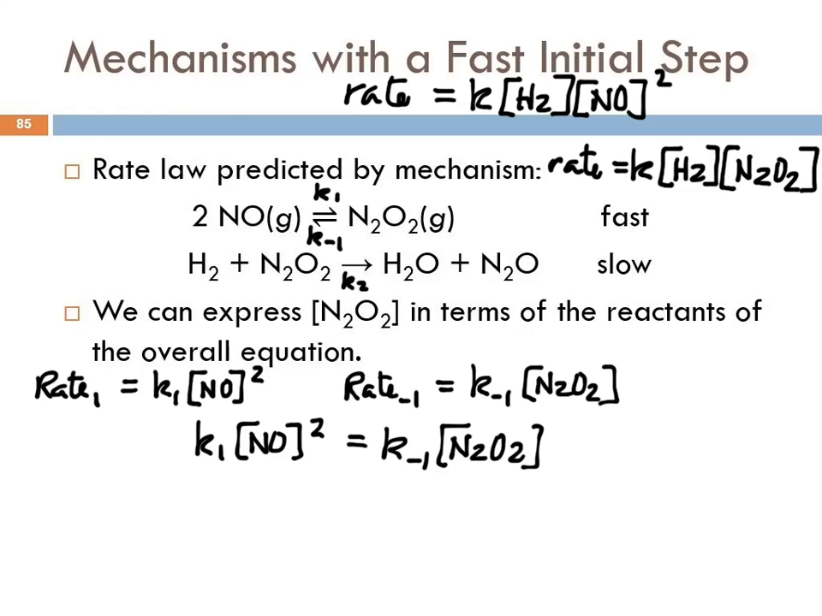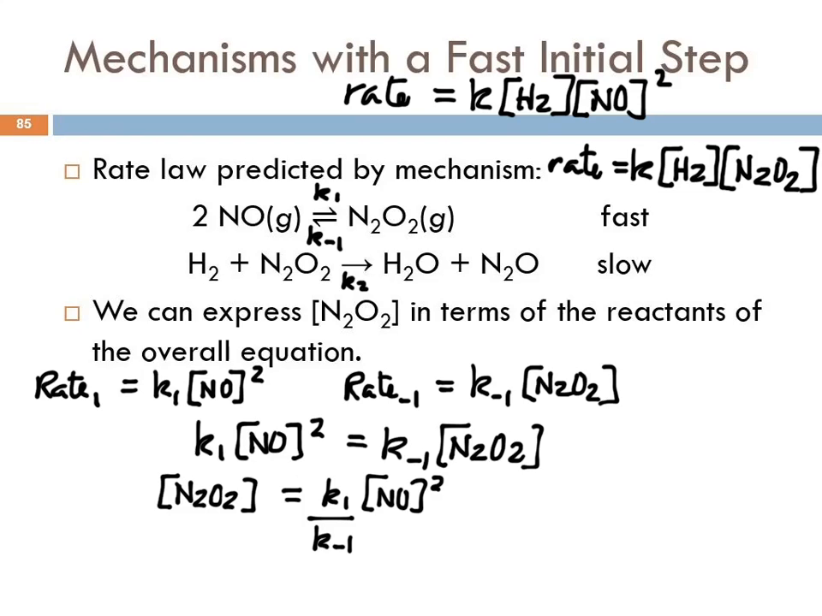So what we're trying to do here is express the N2O2 concentration in this predicted rate law in terms of the reactant in the overall mechanism. So we want to get this NO in there instead of the N2O2. So we could take this and solve for N2O2. So that says that N2O2 is equal to K1 times NO squared divided by K minus 1. You okay with that?